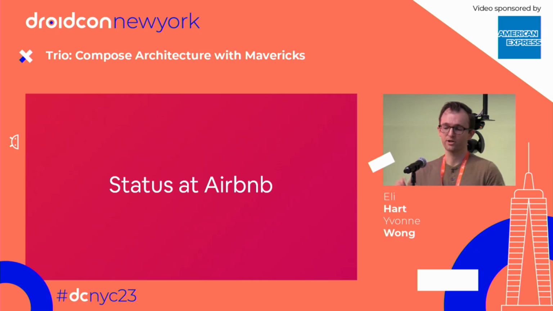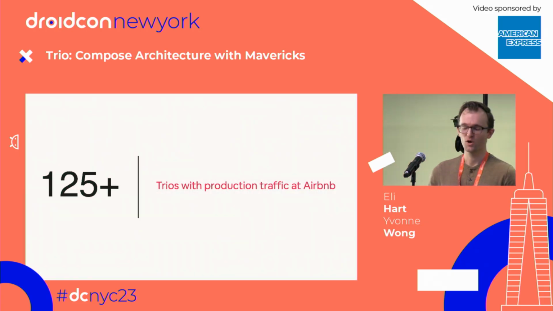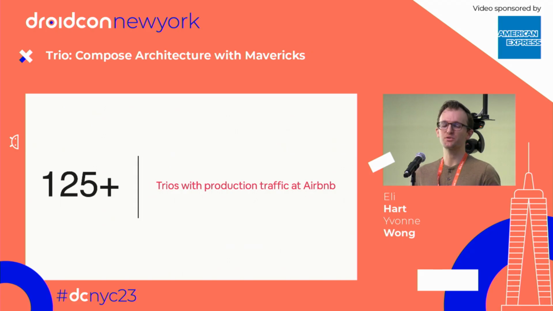I'll wrap up with a summary of what Trio adoption and experience looks like at Airbnb. We started designing Trio in late 2021, with the first Trio screen seeing production traffic last year in mid-2022. As of this month, we now have over 125 Trio screens with production traffic at Airbnb. From developer surveys, we've heard that many engineers really enjoy the Trio experience.